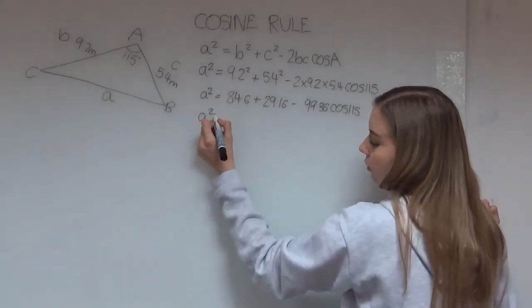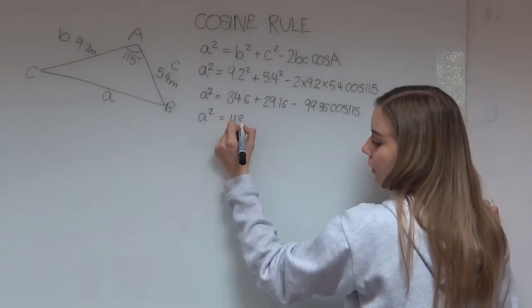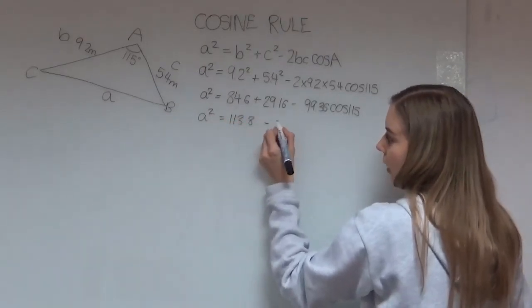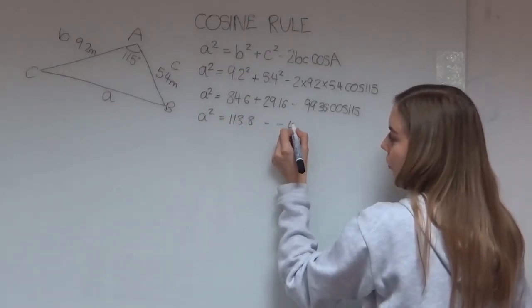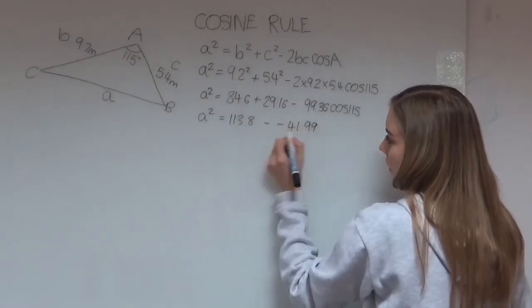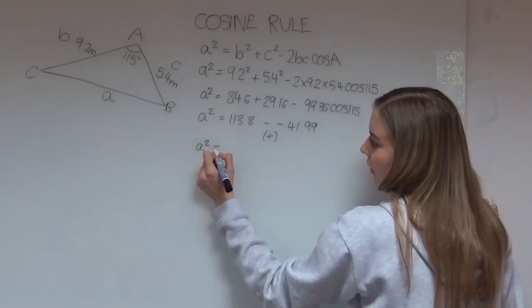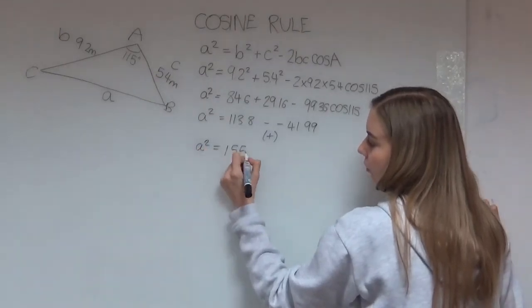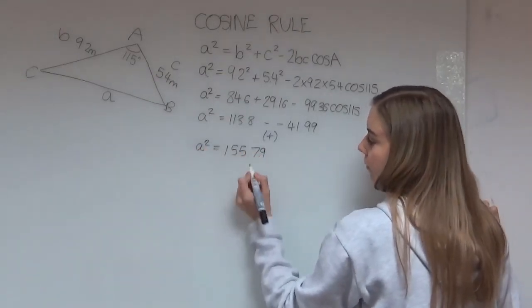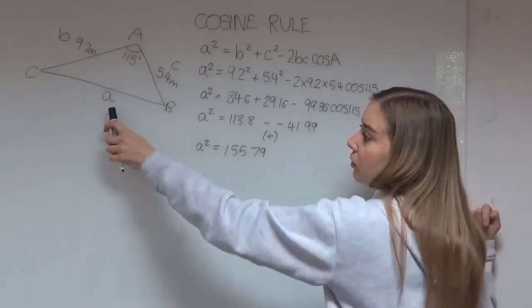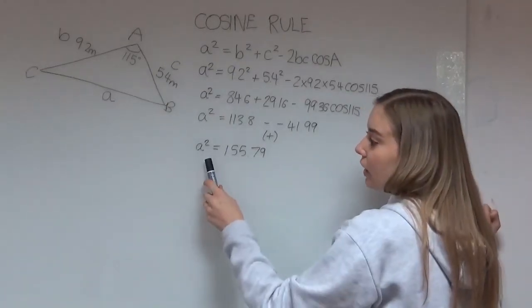So we get A squared equals 113.8 minus 41.99, and then 2 minuses make a plus. So we get A squared equals 155.79. And then don't forget our angle is just A, but in this equation we've got A squared.